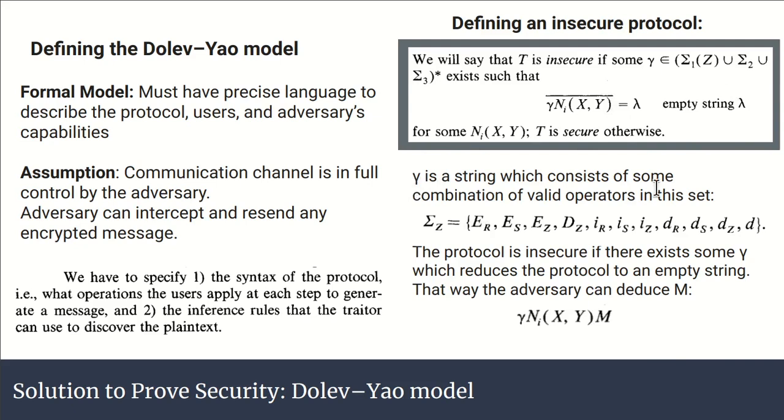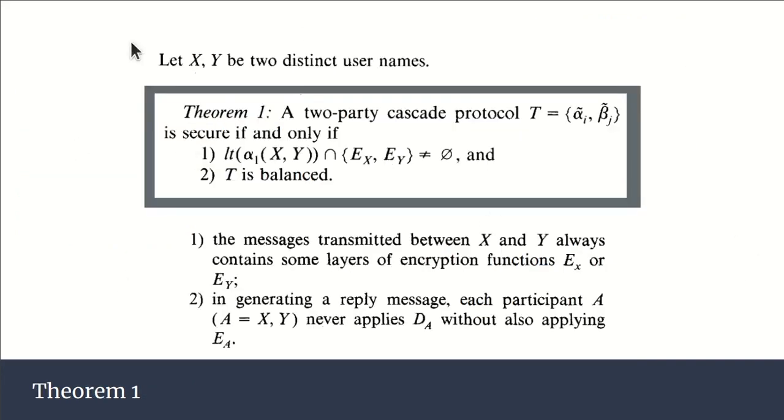Gamma is a string of valid operators that the adversary can use. For example, the encryption operators, decryption, and appending and deleting. If there is a combination of these operators that will reduce the protocol to an empty string and reveal M, then protocol T is insecure. Otherwise, we can say that the protocol is secure. This definition will be applied to prove the next 6 theorems.